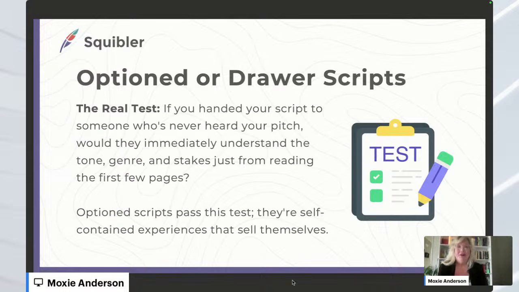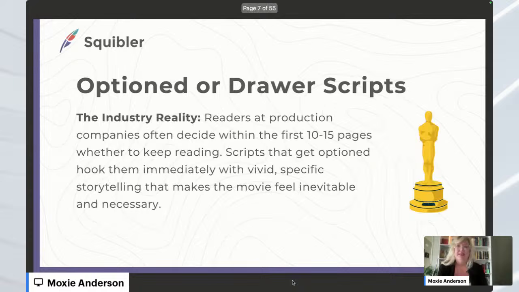So here's a test about what you've written. If you handed your script to someone who's never heard your pitch, would they immediately understand the tone, the genre, and stakes just from reading the first few pages? Option scripts are going to pass this test. They're self-contained experiences that sell themselves. So here's the industry reality too. Readers at production companies and agents often decide within the first 10 to 15 pages whether or not they're going to keep reading. Scripts that get optioned are going to hook them immediately with vivid, specific storytelling that makes the movie feel inevitable and necessary.